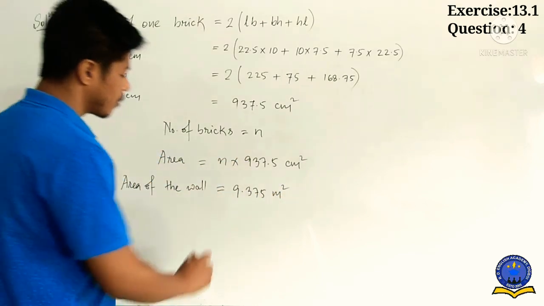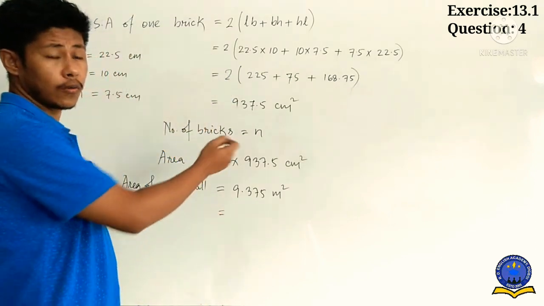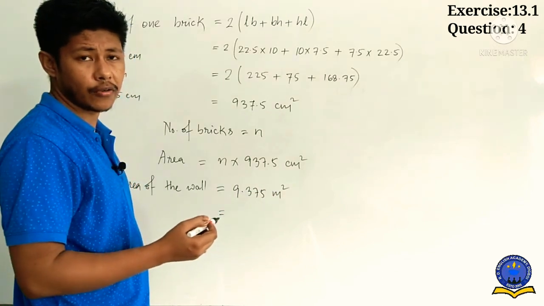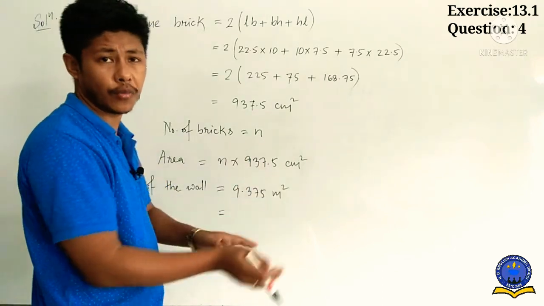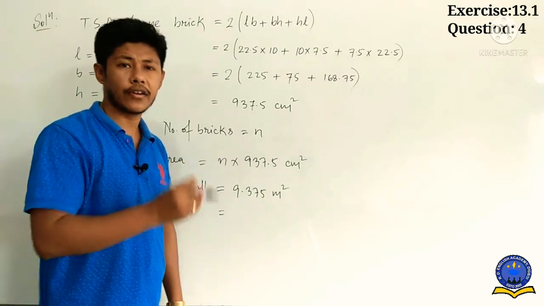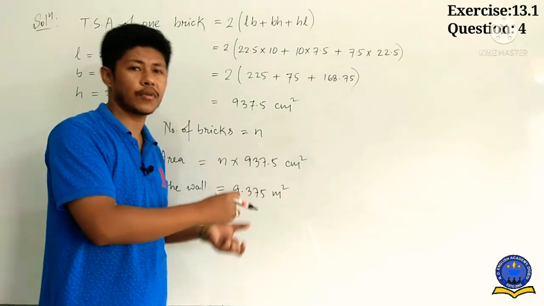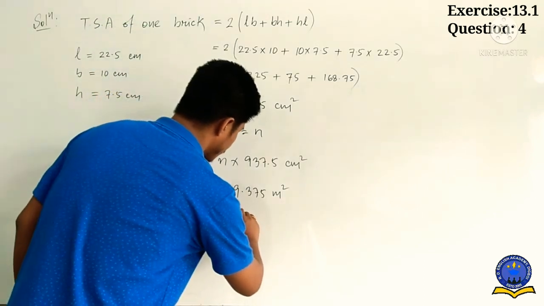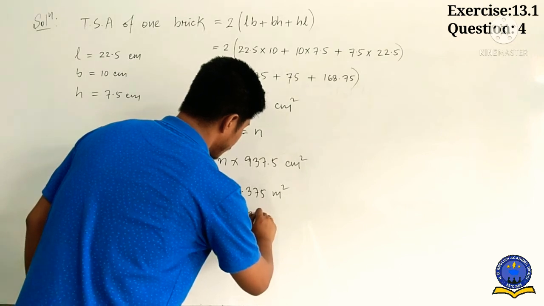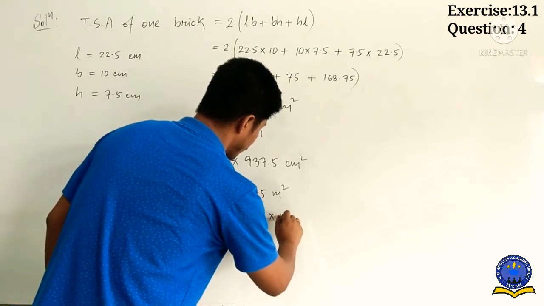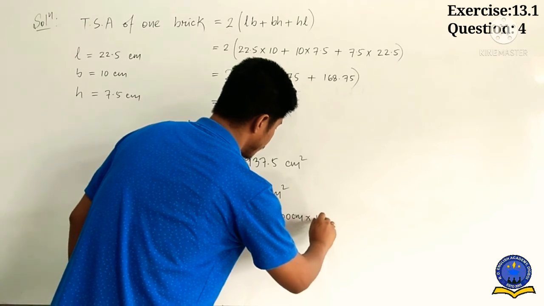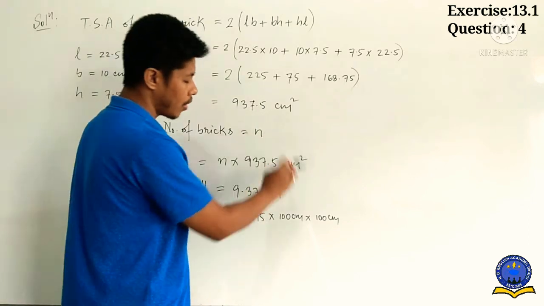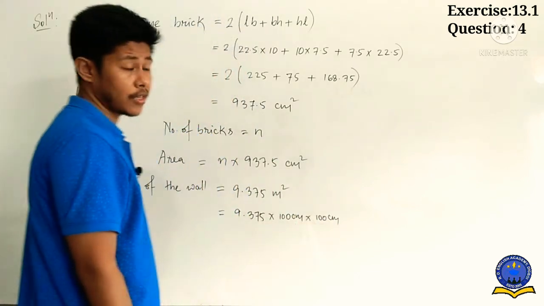So what you have to do is convert this into centimeter. Meter square means 1 meter into 1 meter, meter into meter. 1 meter equals 100 centimeter. So meter square is 100 centimeter into 100 centimeter. Understood? So if we convert this into centimeter, we write 9.375 into 100 centimeter into 100 centimeter. All of you understood this? Because meter square means meter into meter, and 1 meter equals 100 centimeter.